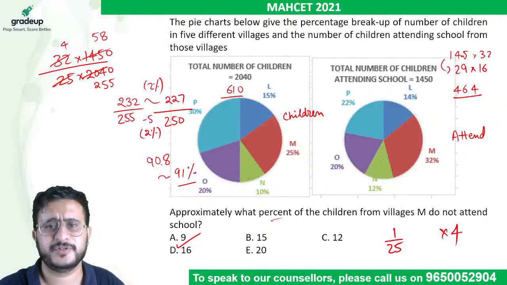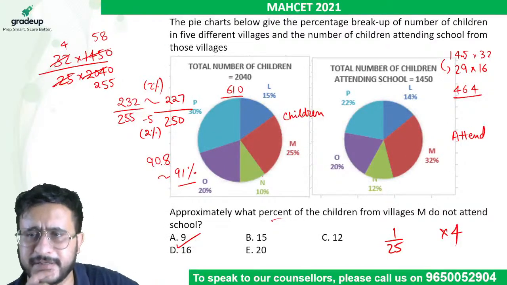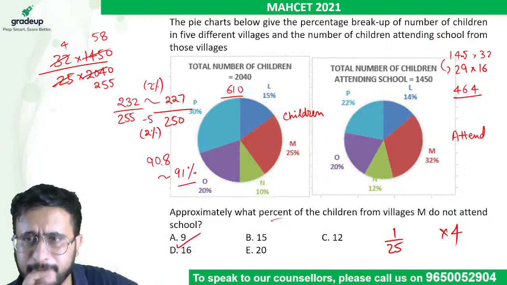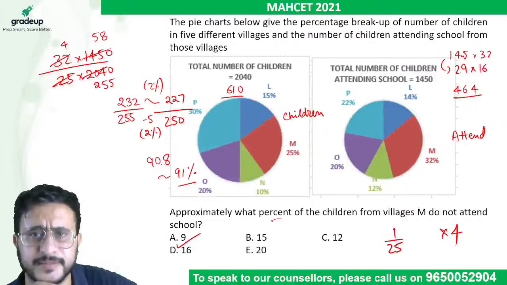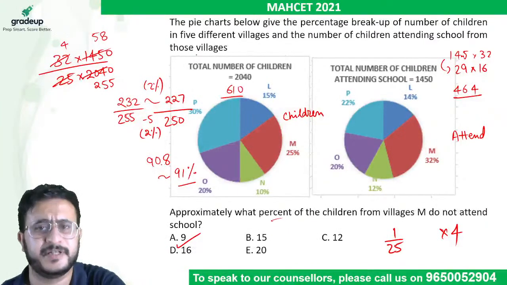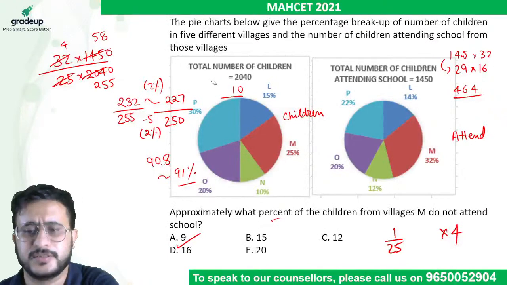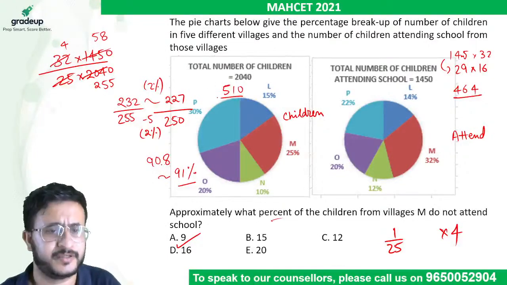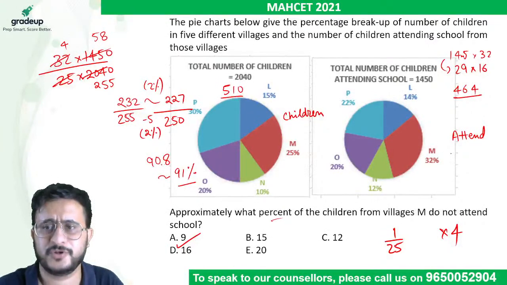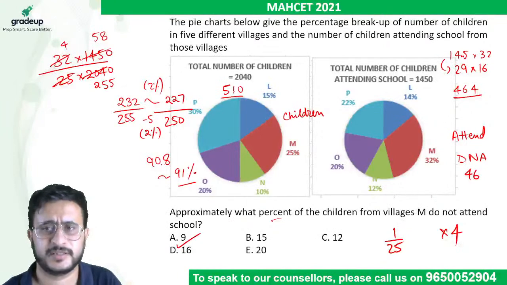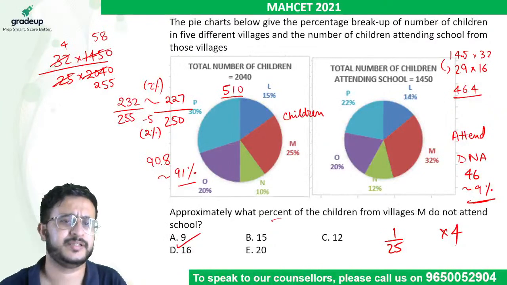464 attend. Then you will say how many do not attend? We are getting some different number. No, sorry, this is 510, not 610. 510, this is 464. So those who do not attend will be 46. If you subtract, you will get 46. That is approximately 9%. So you can get it that way also.